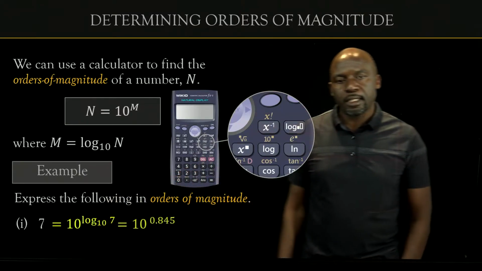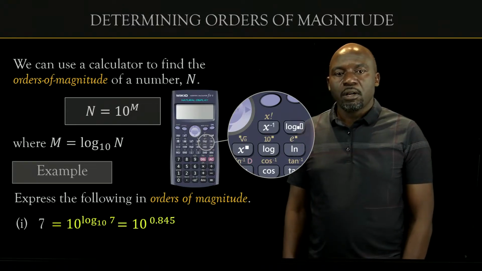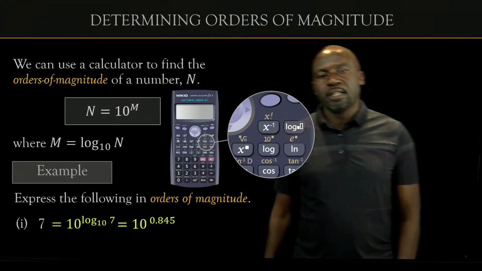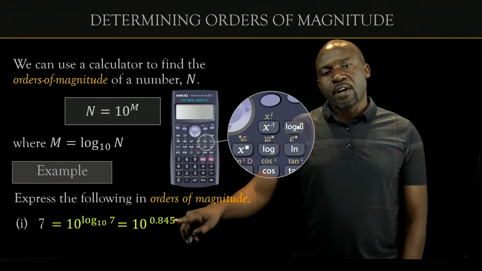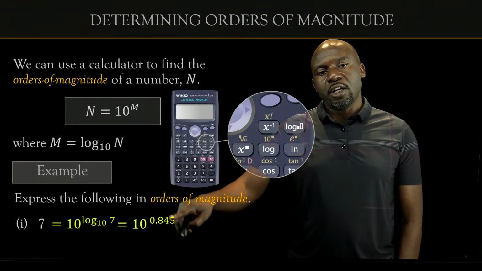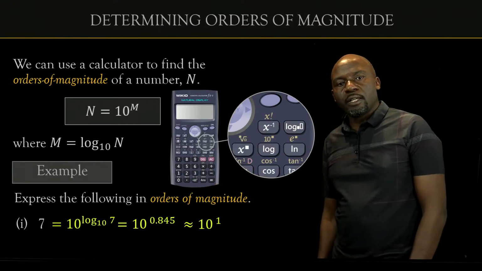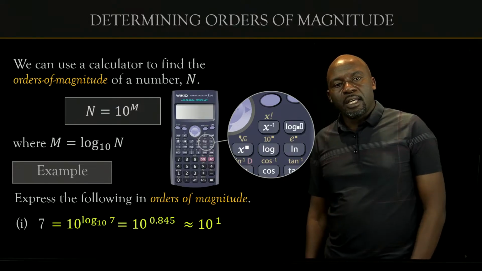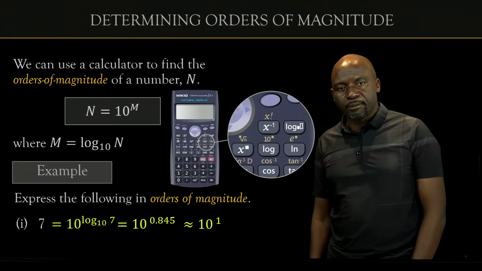So if you do that, you should find 0.845. So the log to base 10 of 7 is 0.845. Now 0.845, if we round it to an integer, it's closer to 1 than it is to 0. And so we can approximately say that 7 is 10 to the power of 1 in orders of magnitude. I hope you're understanding this.